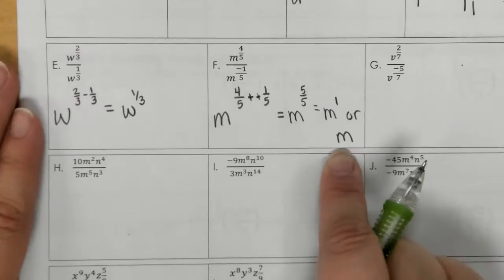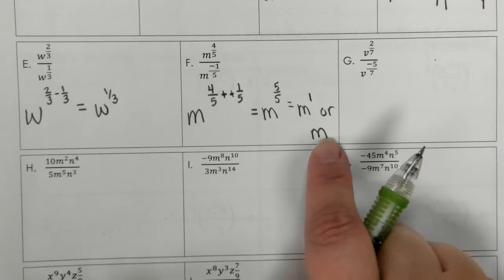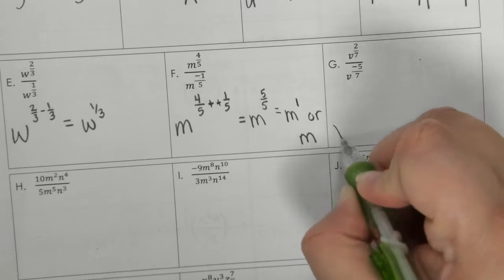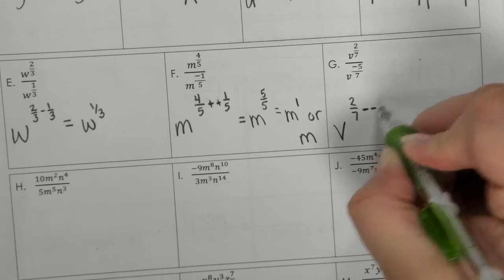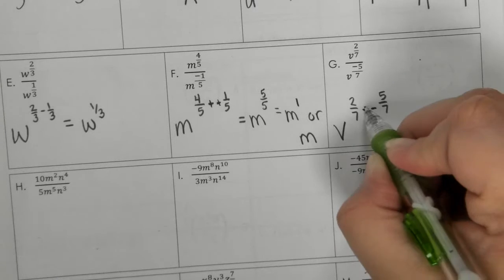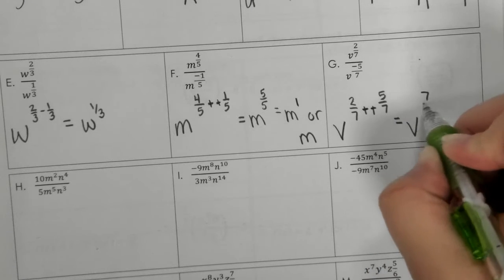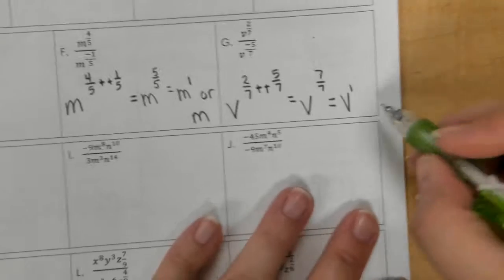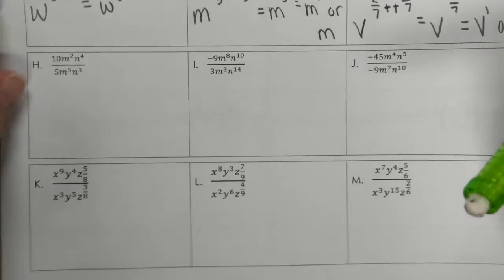Most likely, if it was a multiple choice test, you would be given this choice, not this one. And so you would want to know that these mean the exact same thing. In letter G, we have v to the 2/7 minus the denominator, which is negative 5/7. Again, double negative, so make them positive. 5 plus 2 is 7/7, which gives me 1. Again, we could say v to the first or v. Either way.